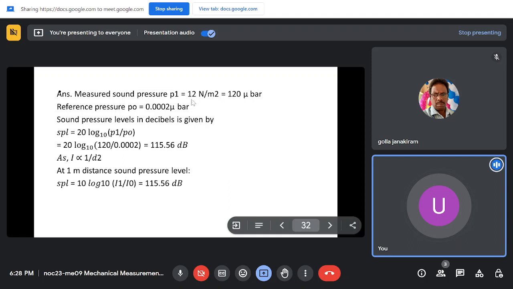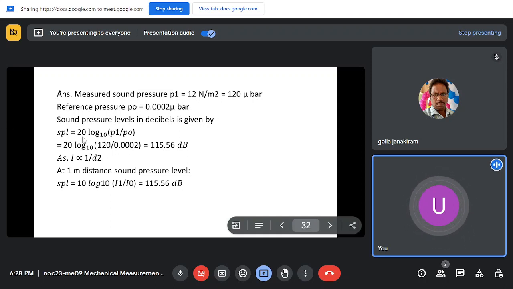So we just convert the pressure into bars. We have 12 Newton per meter square, and 1 bar is 10 power 5 Newton per meter square. We'll get 12 into 10 power minus 5 bar, or 120 into 10 power minus 6 bar. 10 power minus 6 is micro, so 120 microbar, and the reference pressure is 2 into 10 power minus 4 microbar. So both are in microbars.